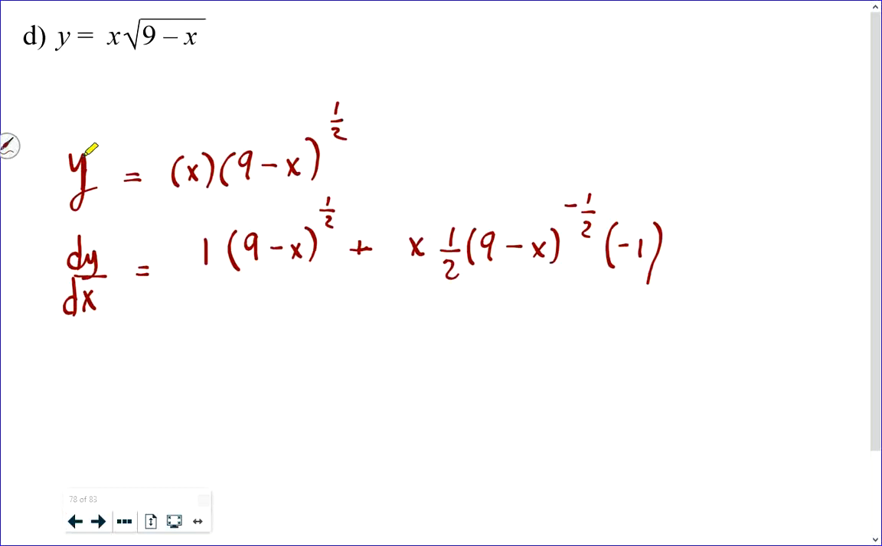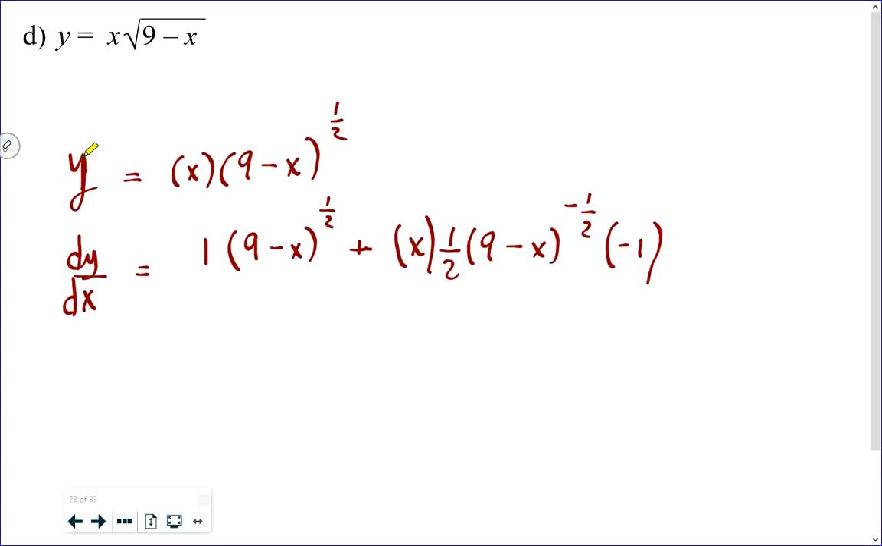I think the first part of this is fairly straightforward. The derivative of x is 1 times the second part. And then we have plus the first, which is x, and I wrap that half around the 9 minus x, which stays the same. I drop 1 from the exponent. The exponent becomes negative 1/2. I multiply by the derivative of what's inside.